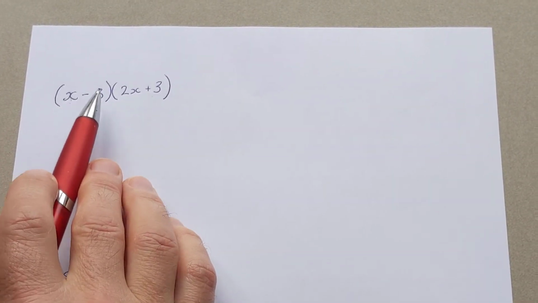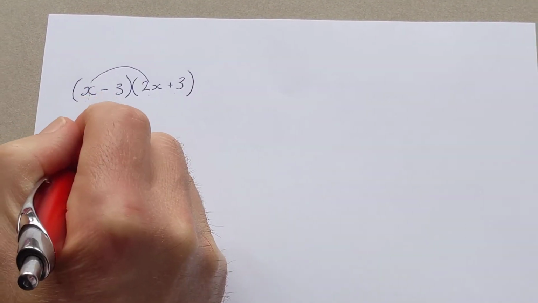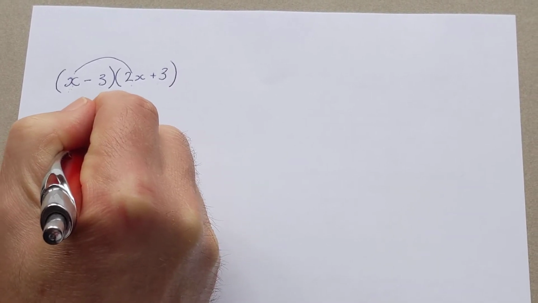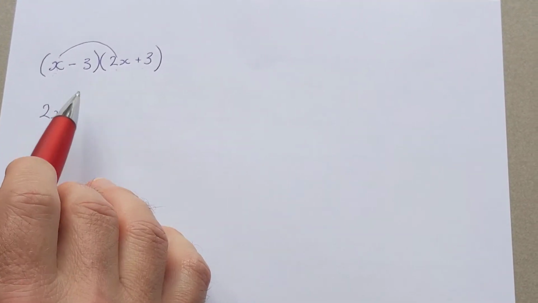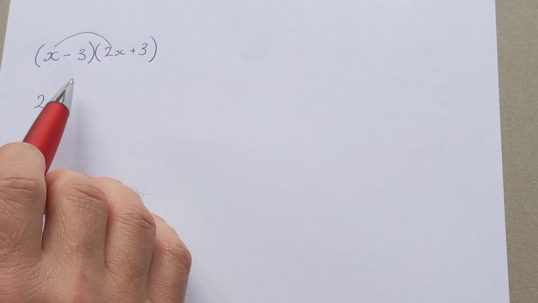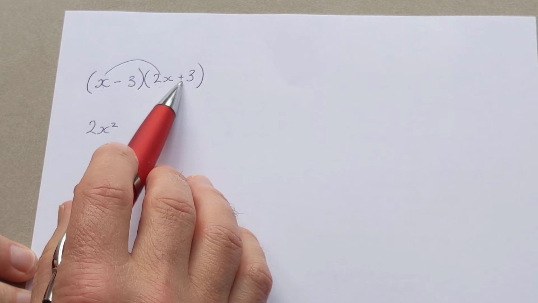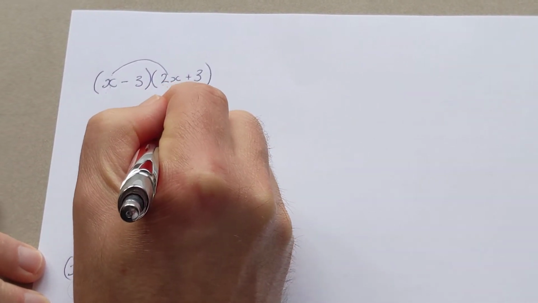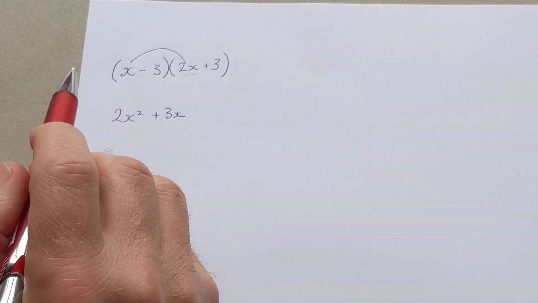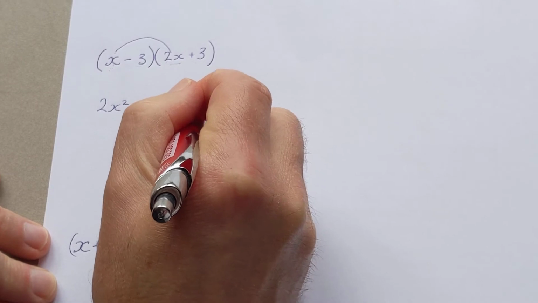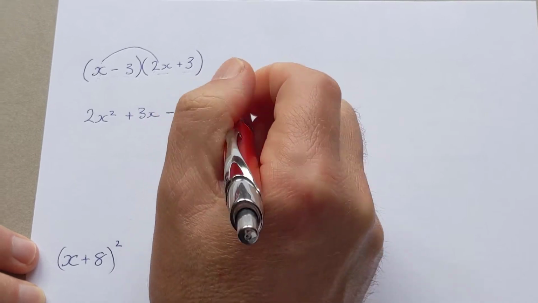So the x is multiplied by the 2x, so we go x multiplied by 2x, and that gives us 2x squared. All right. Remember, when you're multiplying terms, the exponents change, and any coefficients, the numbers in front, multiply together. Right, x times +3 is +3x. -3 times 2x is -6x. And -3 times +3 is -9.